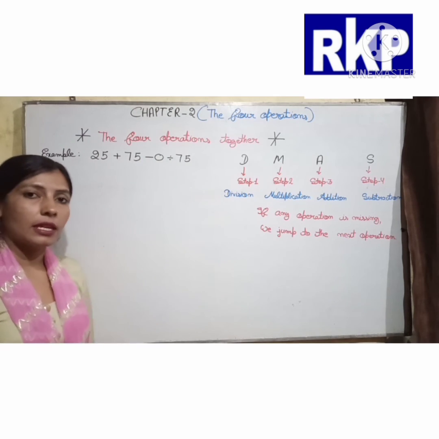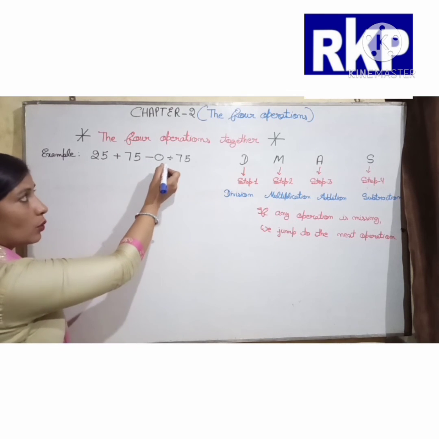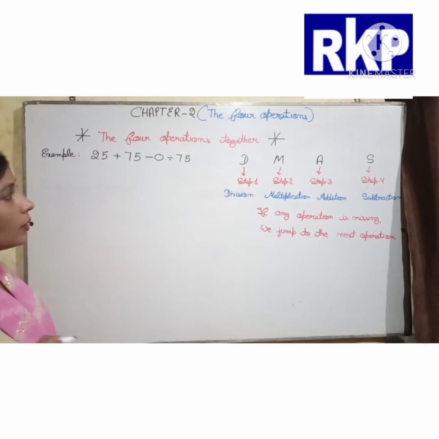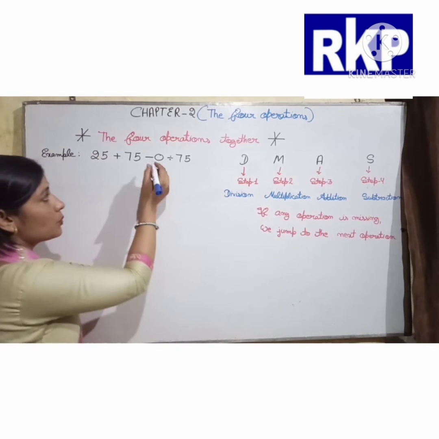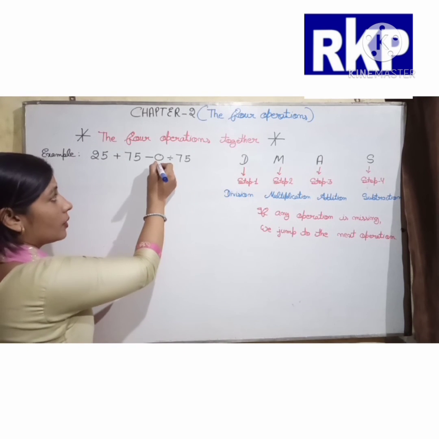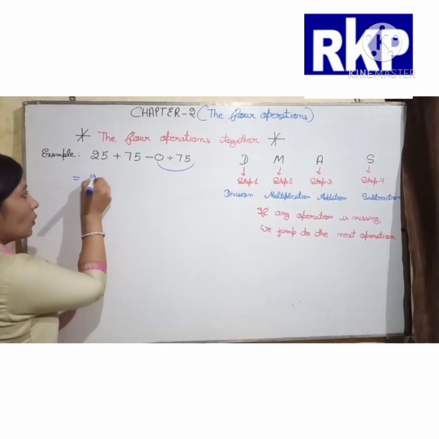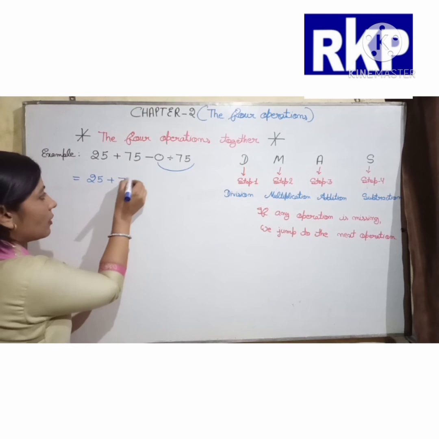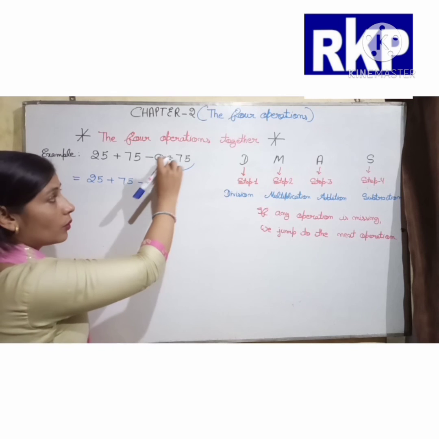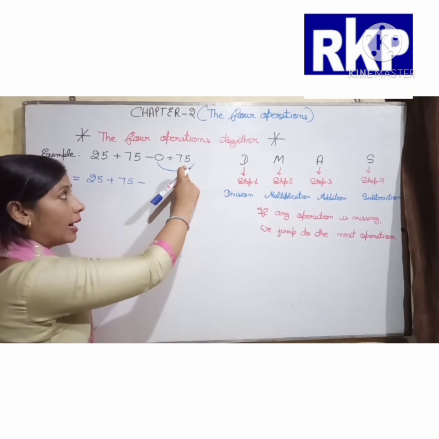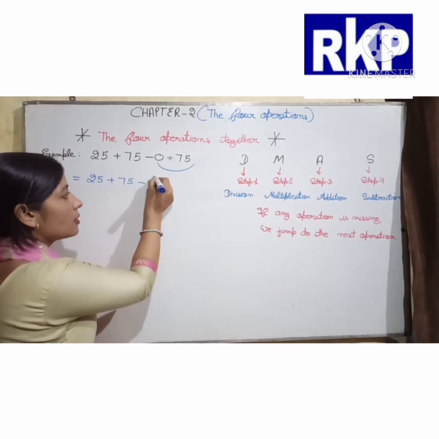Now students, let us take one more example. Here we have 25 plus 75 minus 0 and divided by 75. So beta, according to rule of DMAS, first of all we have to solve division. Okay, so here we have sign of division, so we have to write these all as it is, 25 plus 75, then minus. Now we have to divide this 0 by 75, and we know when we divide 0 by any number, then we get 0.